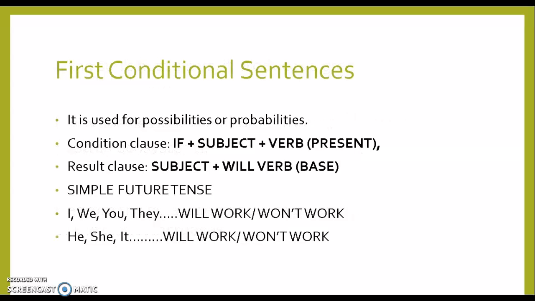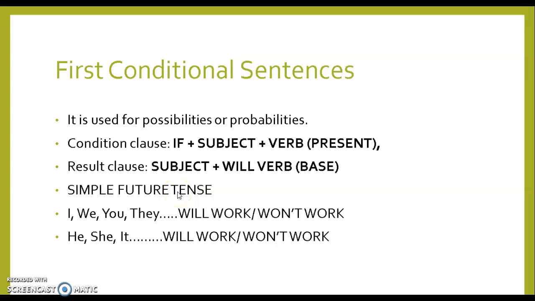First conditional sentences are used for possibilities or probabilities. Something is not sure, it's not secure. The condition clause is formed by if, the condition, the subject, and the verb in present, with s, es, and sometimes no s. The result clause is formed by the subject. We got will. Okay, it's a modal verb, will, the future simple. We got the verb in the base form.